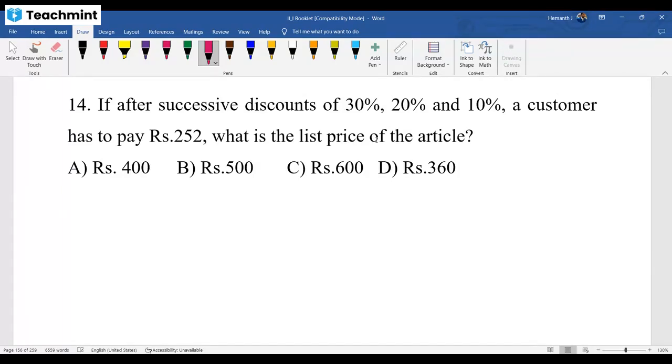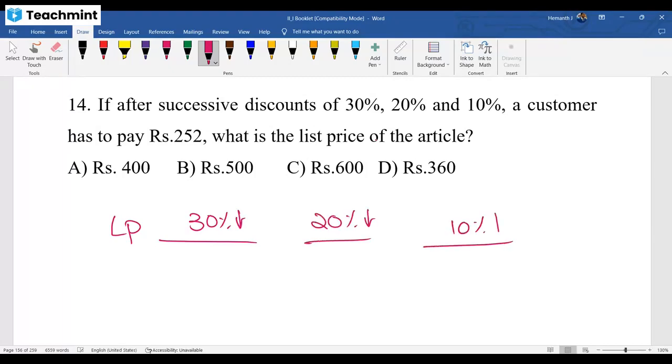So after successive discounts of 30%, 20% and 10%, discount is given on what? Labeled price. First 30% discount. Successive discounts. Next 20. Next 10. Don't say all 60%. No. They clearly mention successive, one after another. First 30%. Further then they'll give 20%. Further then they'll give 10%. Then the customer is paying finally 252 rupees.